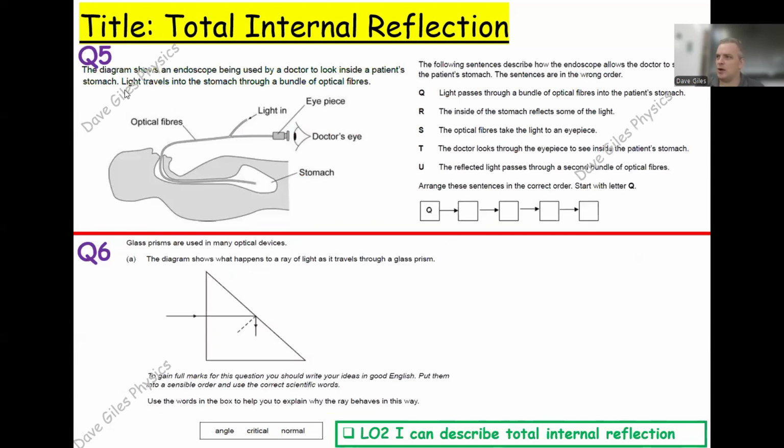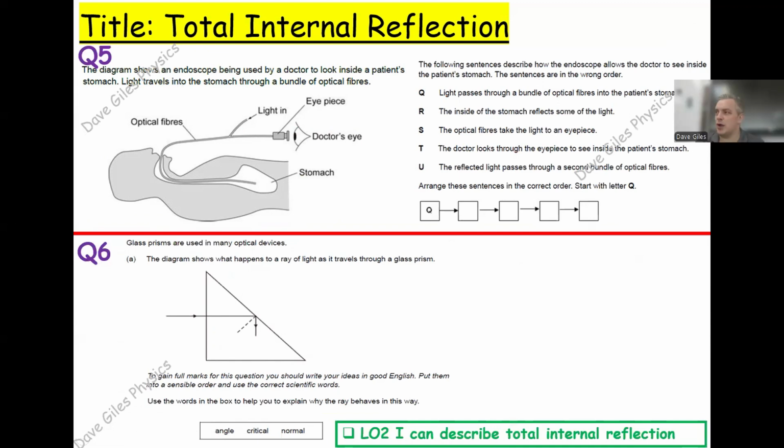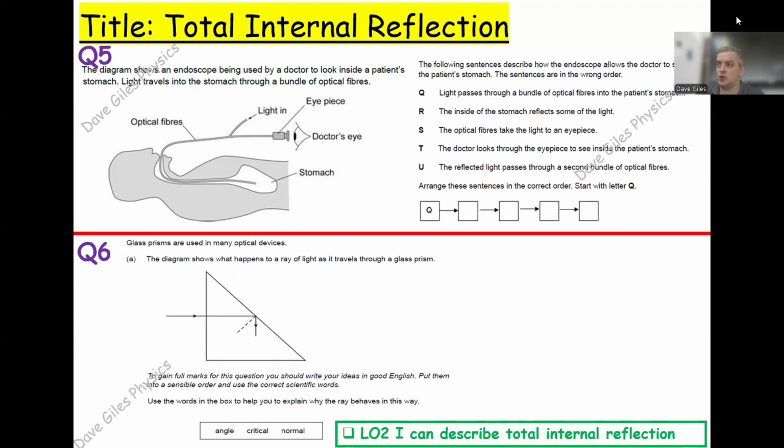And the last little set of questions. The diagram shows an endoscope being used by a doctor to look inside a patient's stomach, with light traveling into the stomach through a bundle of optical fibers. The sentences describe how the endoscope will allow the doctor to see inside the patient's stomach. The sentences are in the wrong order. Rearrange them and start with letter Q.